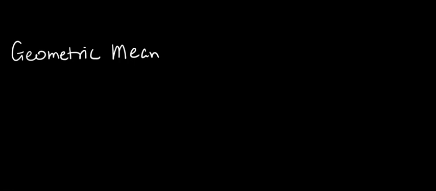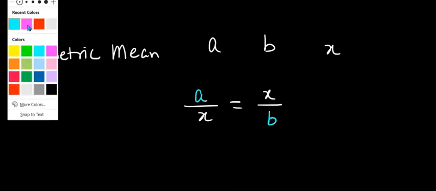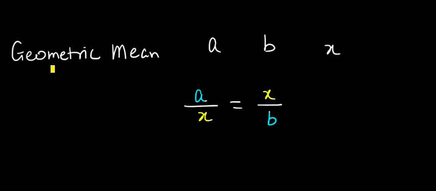Welcome. In this lesson, we're going to practice geometric mean. What is a geometric mean? The geometric mean of two positive numbers, let's call them A and B, and the positive x, they must satisfy A over x equals x over B. Remember, in the previous lessons, we talked about this being the extreme and this part being called the mean.